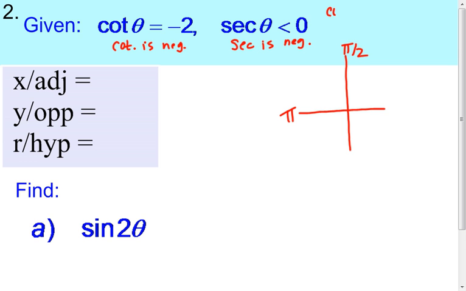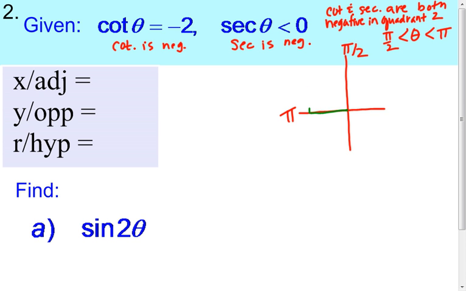Okay, so cotangent and secant are both negative in quadrant 2. So because I know that theta is between pi over 2 and pi somewhere. That's what quadrant 2 is. It's between pi over 2 and pi. Okay, so now I'm going to draw my handy dandy little triangle right here.